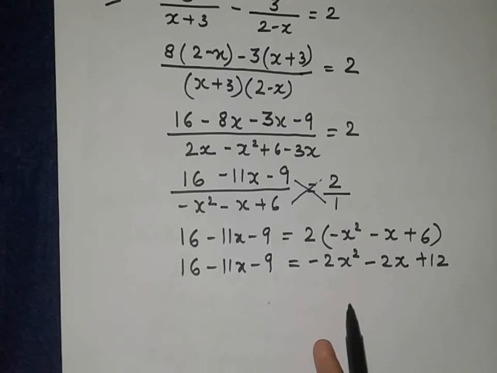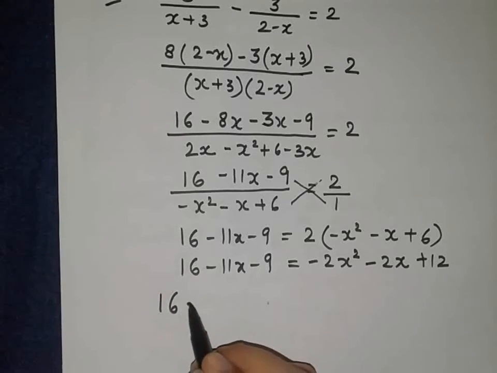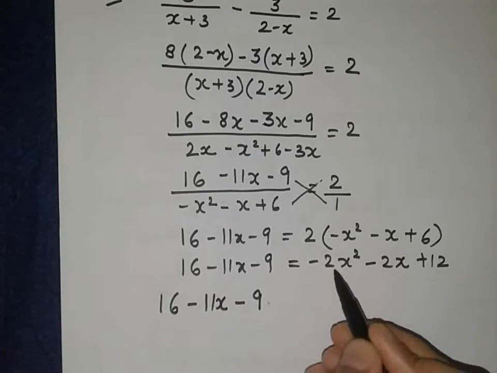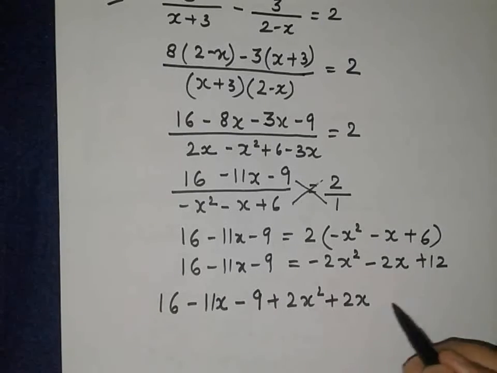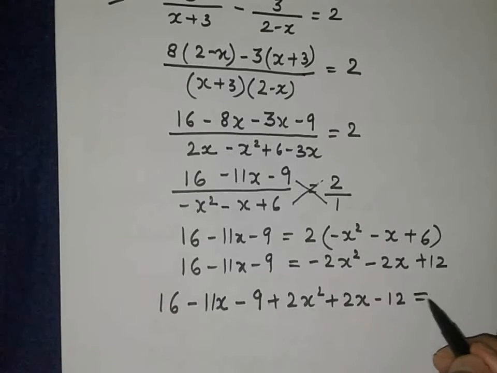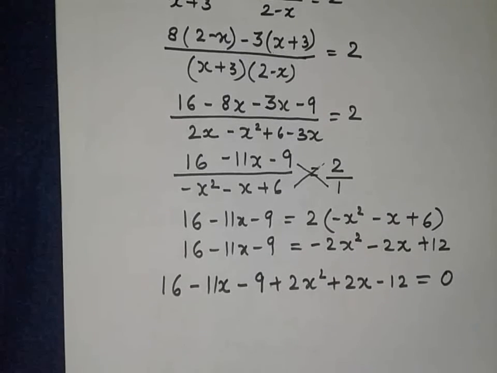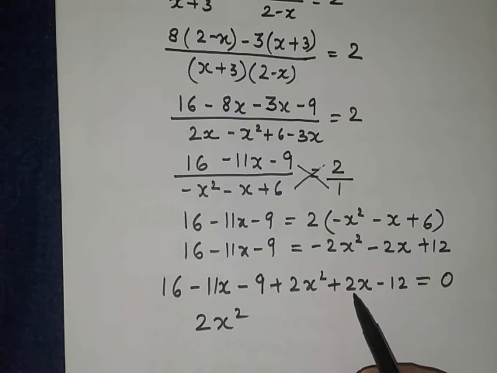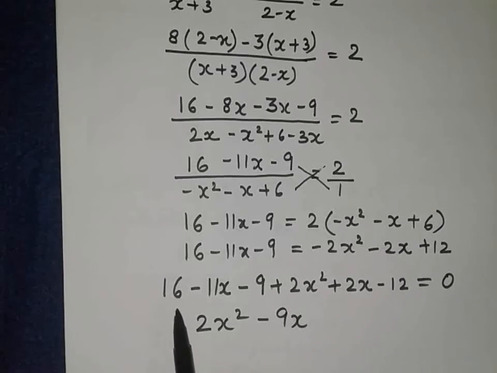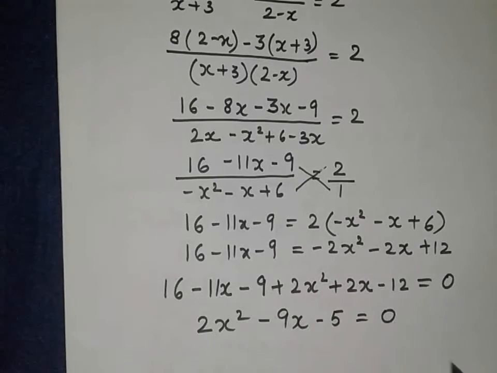Next step, same, transposing everything to the left hand side and making the right hand side 0. What we'll get? 16 minus 11x minus 9, minus 2x square becomes plus 2x square, minus 2x becomes plus 2x, plus 12 becomes minus 12, and the right hand side becomes 0. We have taken everything to the left hand side. Again, solve the like terms. What you will get after solving is 2x square, minus 11x plus 2x will give us minus 9x, and 16 minus 9 minus 12 will be minus 5, equal to 0.